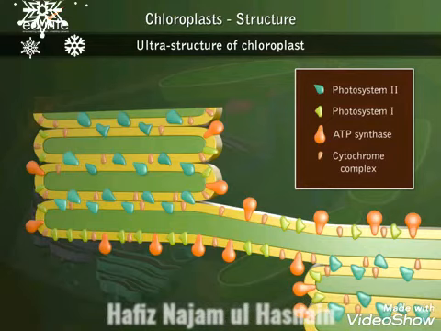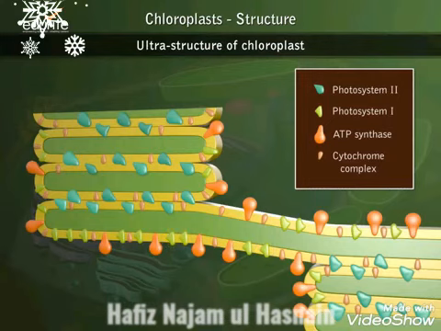The larger granules are called photosystem II or PS2, and the smaller granules are known as photosystem I or PS1. The intergranal lamellae lack photosystem II but contain only photosystem I.